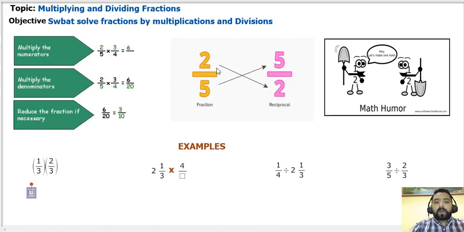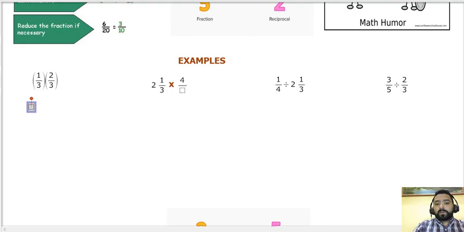So you can see in this figure, we have 2/5. The reciprocal: the 5 you put as a numerator, and the 2 you pass as a denominator. So the reciprocal of 2/5 is 5/2. And remember, multiply numerators, multiply denominators, and reduce the fraction if it's necessary, or simplify. When we use the reciprocal, we are going to use it for division. So the division sign we are going to change to a multiplication sign. Let me show you with these 4 examples.